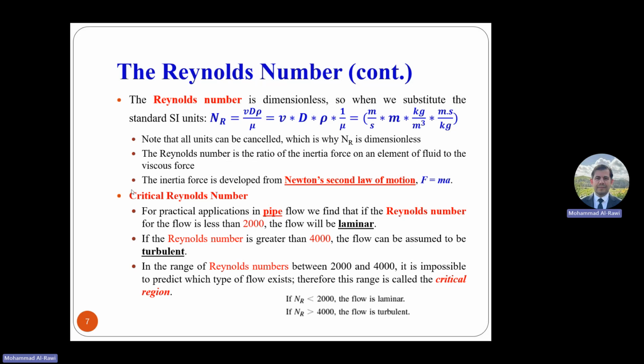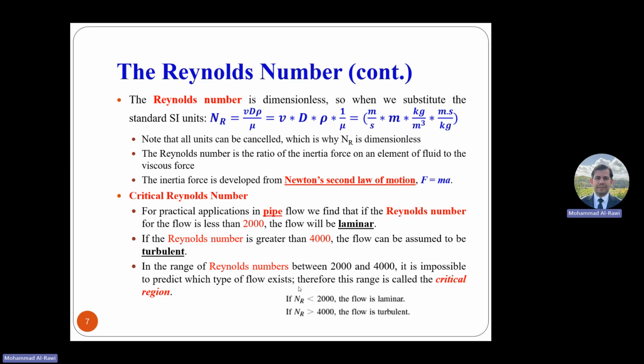Critical Reynolds number is what you use to decide if the flow is laminar, turbulent, or transitional. So for practical applications in pipe flow, if the Reynolds number for the flow is less than 2000, then we consider the flow regime to be laminar. If the Reynolds number is greater than 4000, the flow can be assumed to be turbulent. In the range of Reynolds number between 2000 and 4000, it's impossible to predict which type of flow exists. Therefore, we call this the critical regime or transitional regime, depending on how you define it.